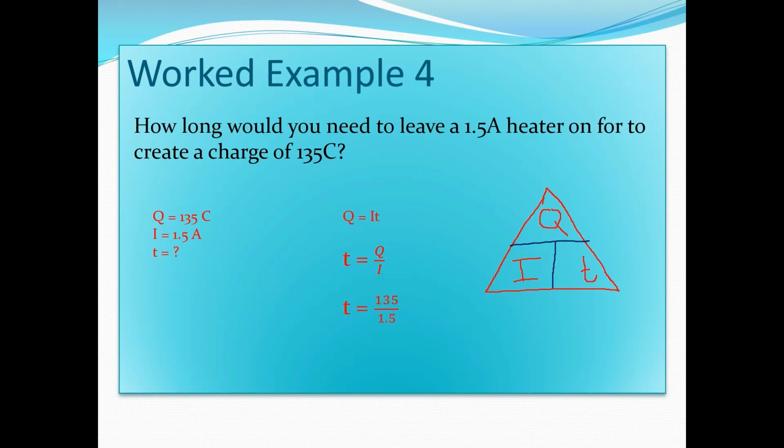So T is equal to 135 over 1.5, put that in the calculator, and we get that T is equal to 90 seconds. Now, notice here, we don't say 1 minute and 30 seconds, we don't say 1.5 minutes, we leave the answer in seconds, okay? So the time it would take for that heater to create that much charge is 90 seconds.